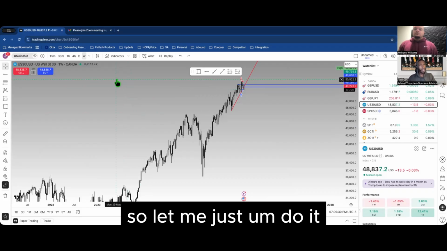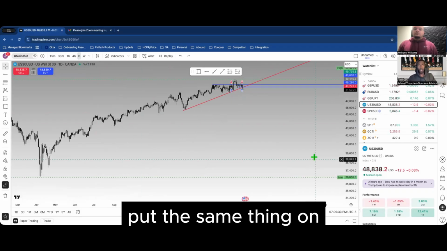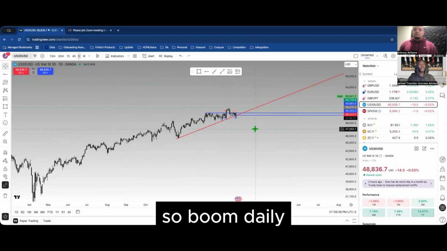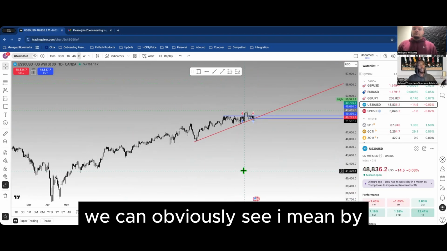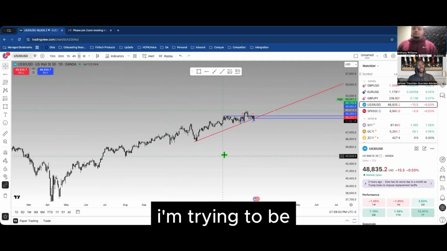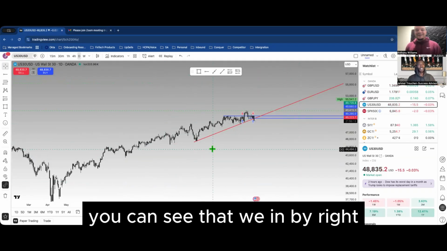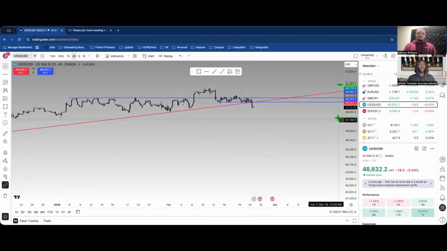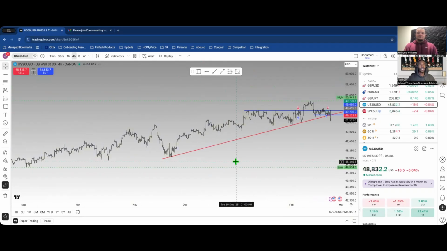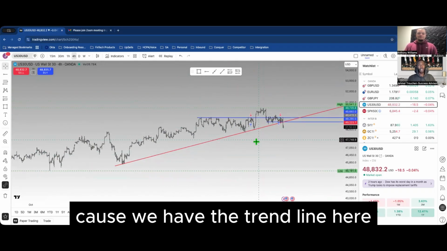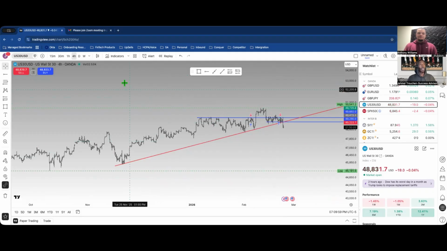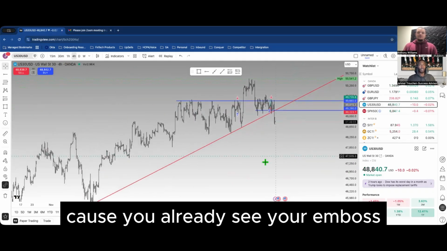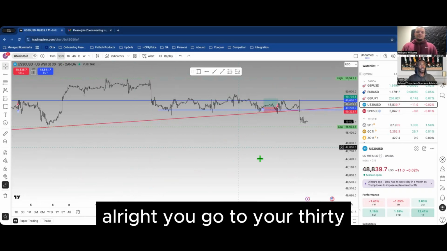Let me just do it, because I had to draw the box and stuff. So boom, daily. You can obviously see we're in buys. You can see that we're in buys, right? Then go down to your 4 hour. Boom. You can still see it's in buys, right? Because we have the trend line here. We see the chart is going up. Then what you want to do now is go to your 30, because you already see you're in buys.